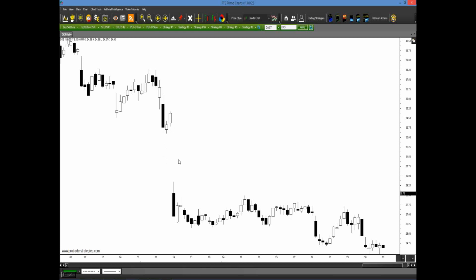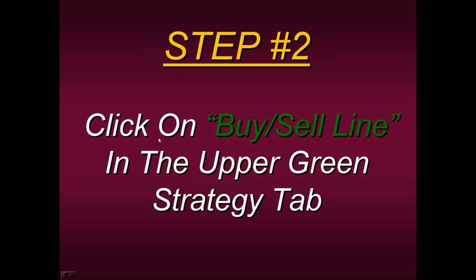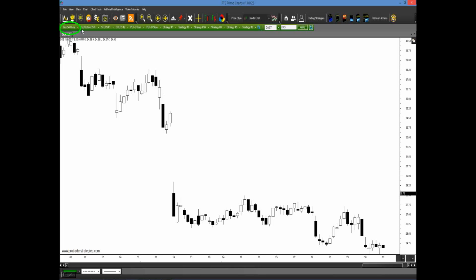Well, let's take it step by step. Step number 2 is we want to click on the buy-sell line. We don't need to look at earnings. We don't need to look at fundamental news. We don't need to look at volume, because the buy-sell line tells us automatically whether we should be buying or selling. That's all we need to know. So once we do that, we click on the buy-sell line.